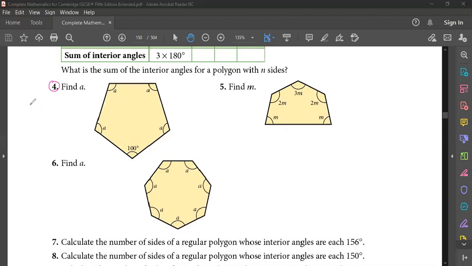Seif, tell me the sum of the interior angles of the pentagon. Is how much? It should be n minus 2 times 180, sorry, which is 540. Now one of the angles is given, which is 100.